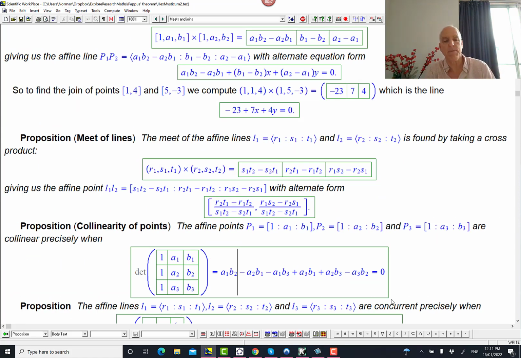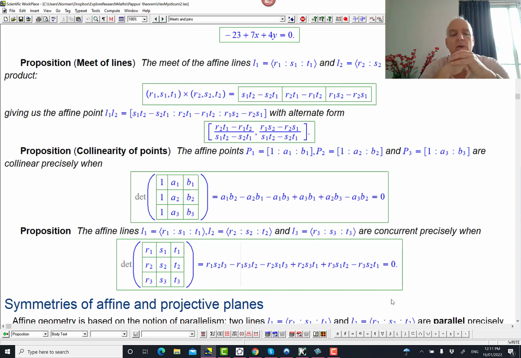Okay, so along the same line, let's just talk about collinearity now. Collinearity is when you have three points which are forming one line. Let's say the affine points are (1, A1, B1), (1, A2, B2), and (1, A3, B3). Then they are collinear precisely when this determinant is 0, the determinant that you get by just putting these coefficients as rows of a 3 by 3 matrix.